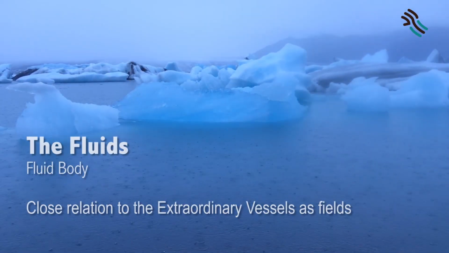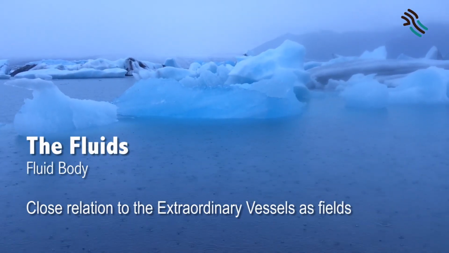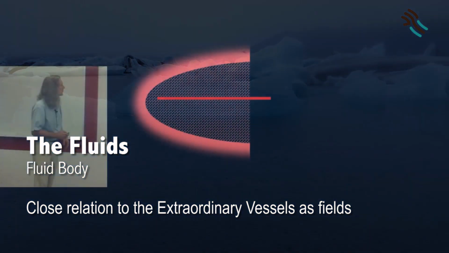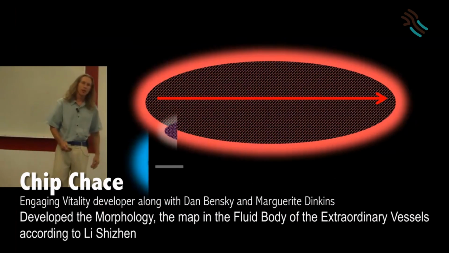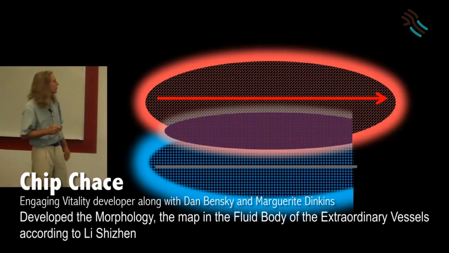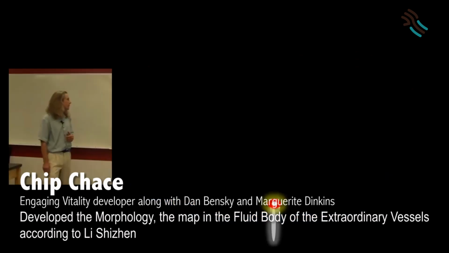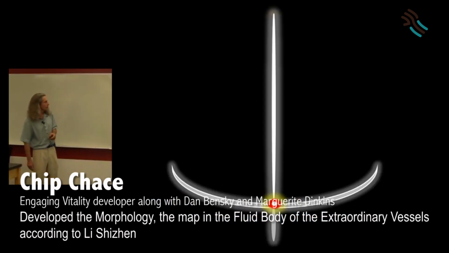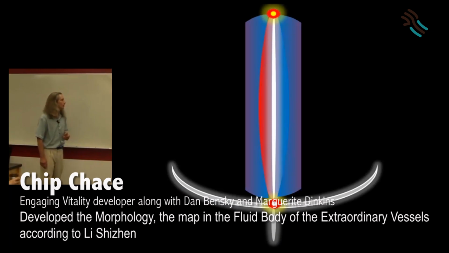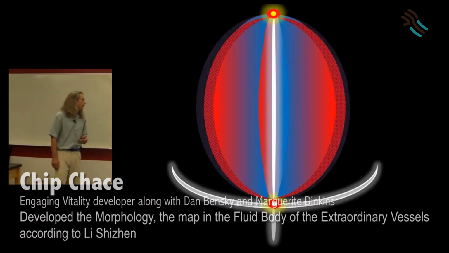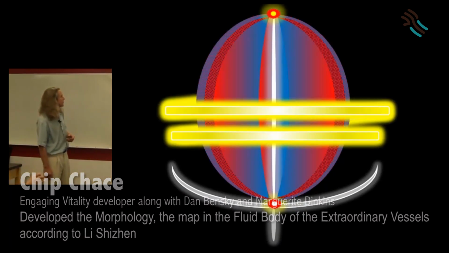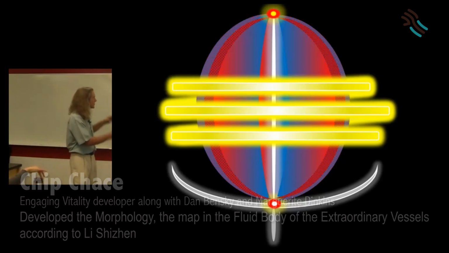The fluid body is closely related to the extraordinary vessels as fields of influence. So paying attention to the stratification of the fluid body, using the morphology developed by Chip Chase, we can assess specific vessels and if any of them is in need of attention in the given presentation of our patient.